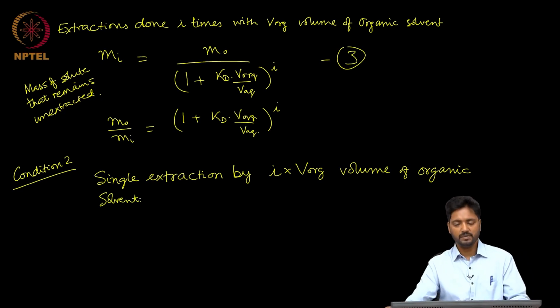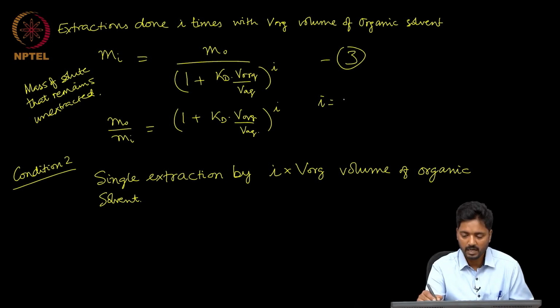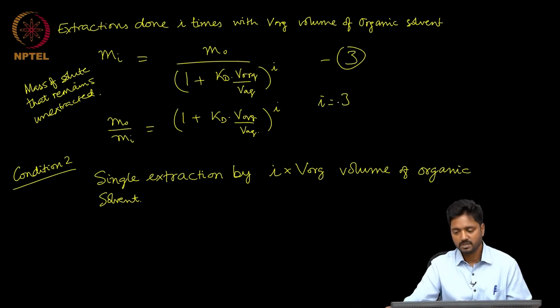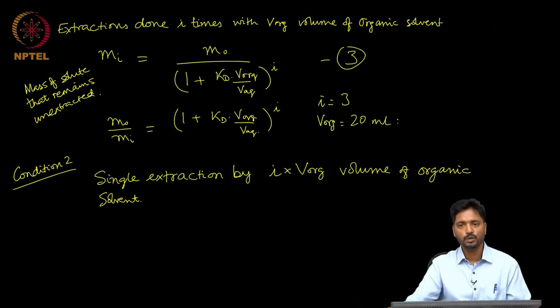So, in the example that we were discussing, this I into V org will be equal to 60 ml of the organic solvent, while in condition 1 we were extracting 3 times with V org of 20 ml. So, the total volume that is being employed for the organic solvent remains constant in condition 1 and condition 2.